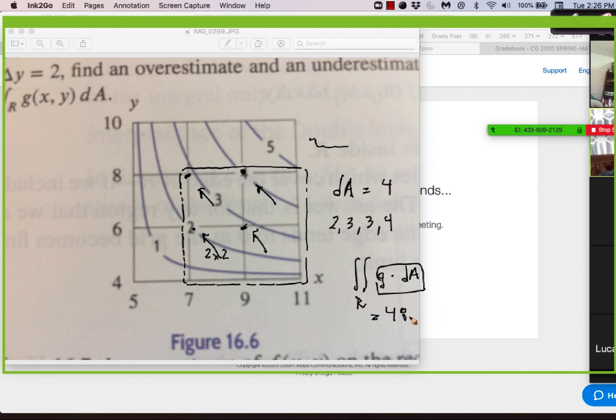Questions on the first problem, which was the first 3 questions on the quiz? Anybody got a question on those? Okay, I guess we're good.